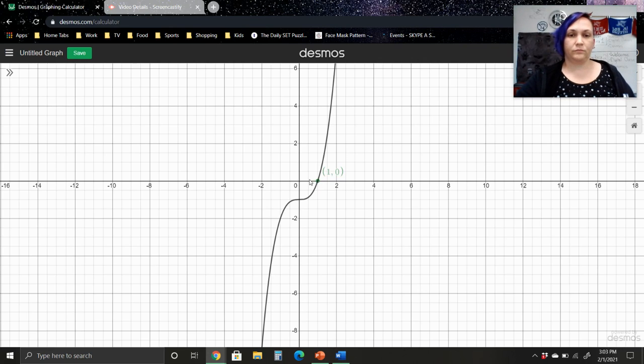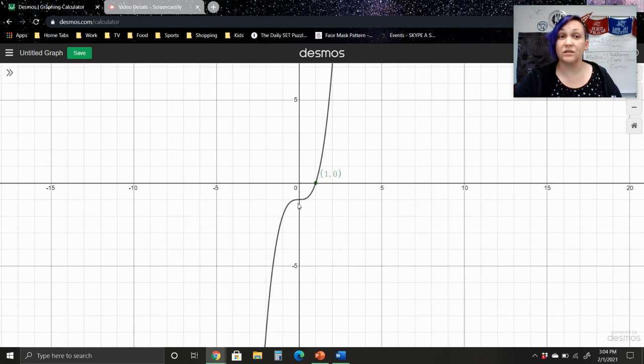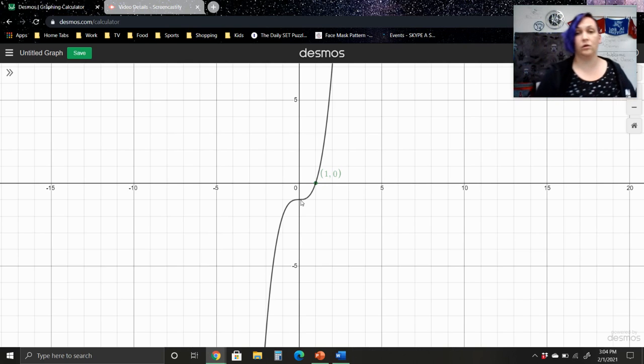And then the other thing I want to point out is that your y-intercept, where it's crossing the y-axis right here, that is the same as your constant from the original problem. So in the original problem, it was x to the third minus 1. Minus 1 is going to be your y-intercept. So that's pretty cool. These are all little helpful hints to help you graph or to determine which graph is correct and which graph goes along with the problem.